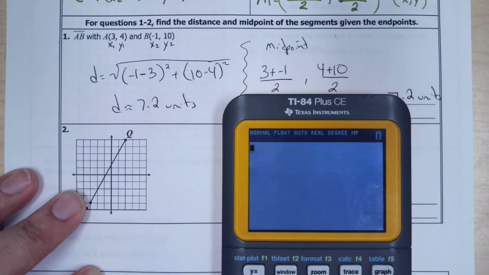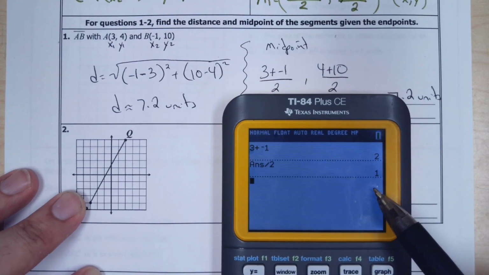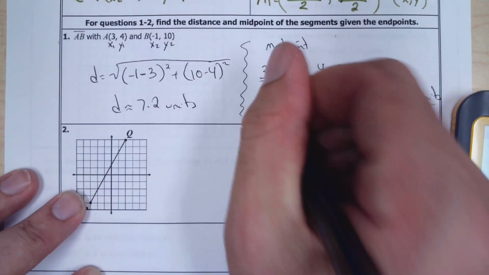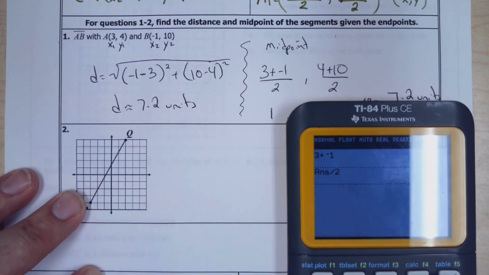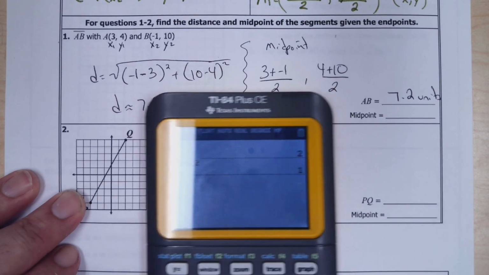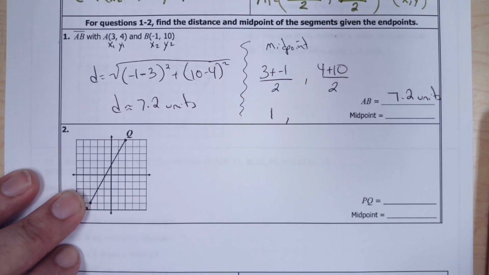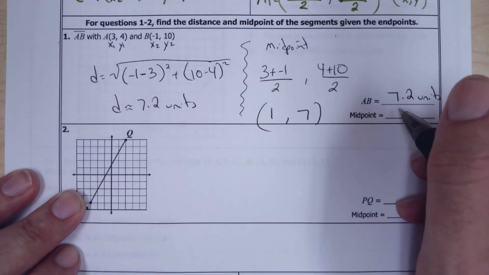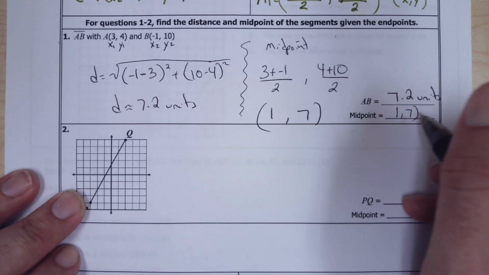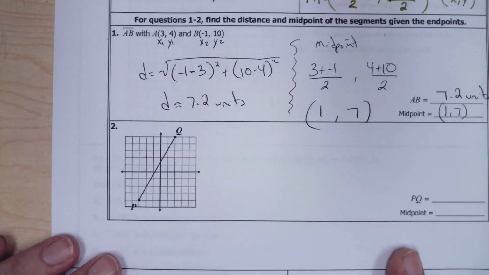3 plus -1, enter. So I get 2, and then divided by 2. So the answer is 1. And now I'm going to come here and do the same for this one. So 4 plus 10, that gives me 14. 14 divided by 2, 7. So this is 7. And that's the middle of those points. So 1, 7.